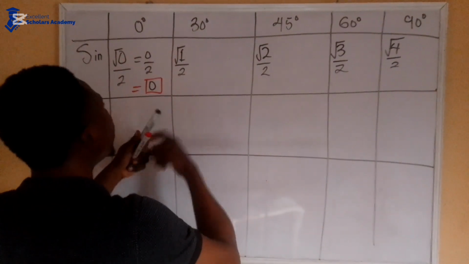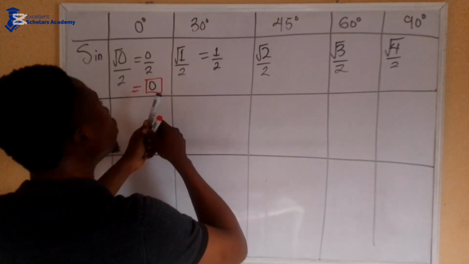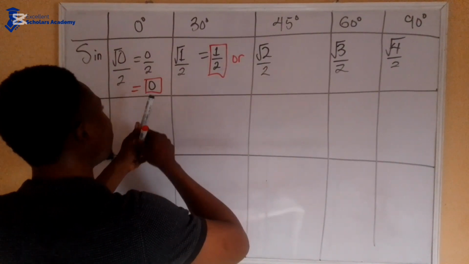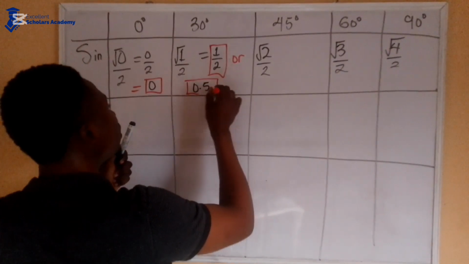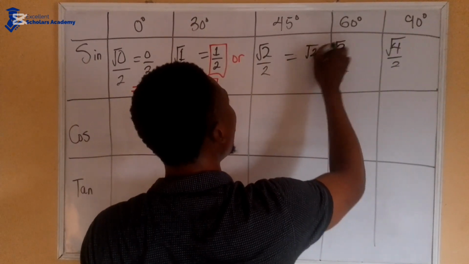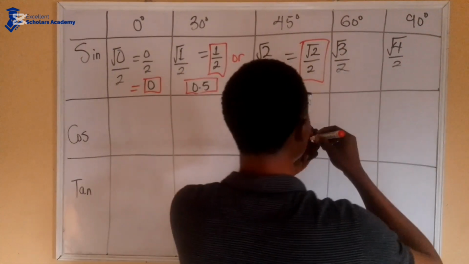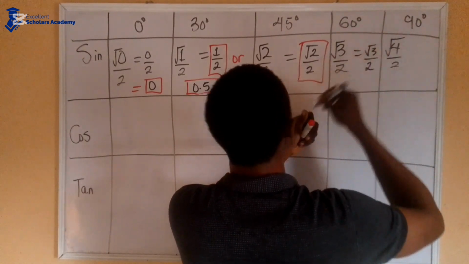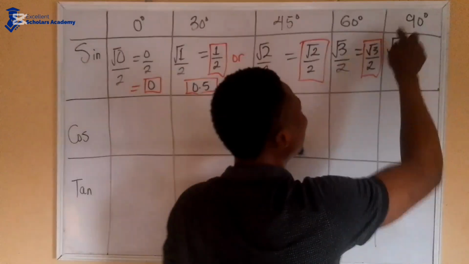Now the square root of 1 gives us 1, so that's 1 over 2. So sine 30 is going to give us 1 over 2, or 0.5. Now let's move on to the next one. Root 2 over 2 stays the same, so sine 45 gives us root 2 over 2. And root 3 over 2 stays the same, so sine 60 gives us root 3 over 2.